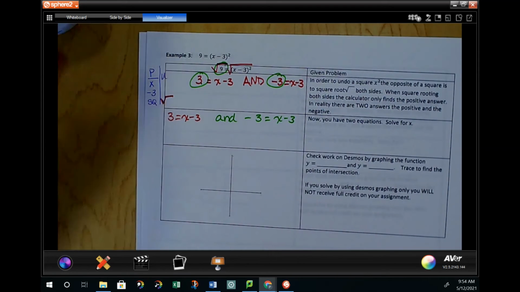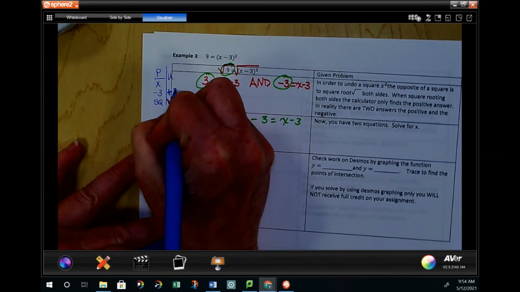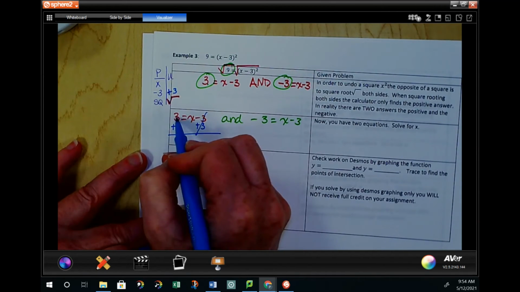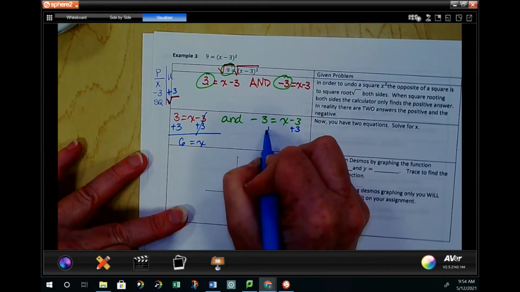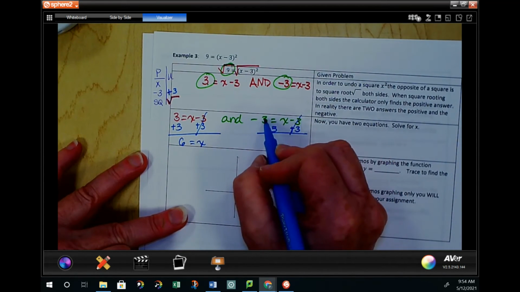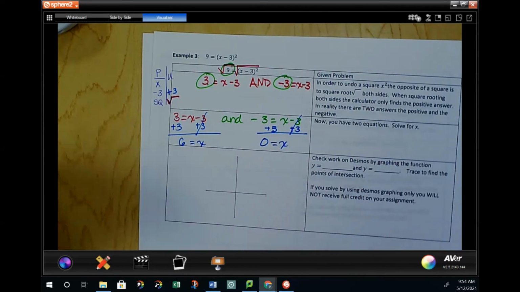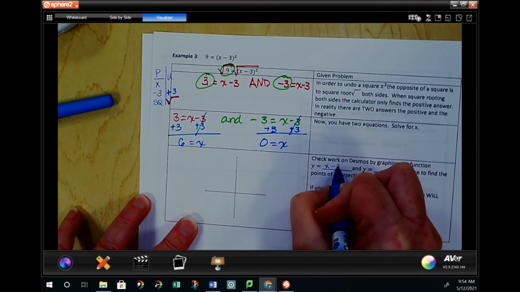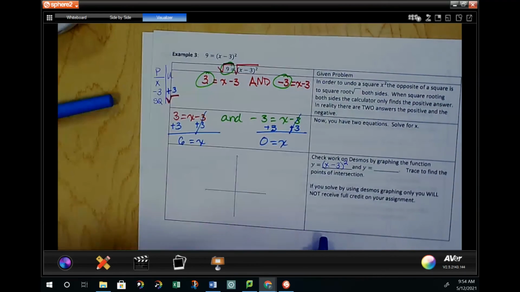So then the opposite of subtracting 3 is going to be to add 3. So I have to add 3 to both sides. So that goes away. 3 plus 3 is 6 is equal to x. Add 3, add 3. That goes away. Negative 3 plus 3 is 0 is equal to x. So now those are going to be my two answers. So I'm going to write my equation. y equals x minus 3 squared. And then my other equation is y is equal to 9.